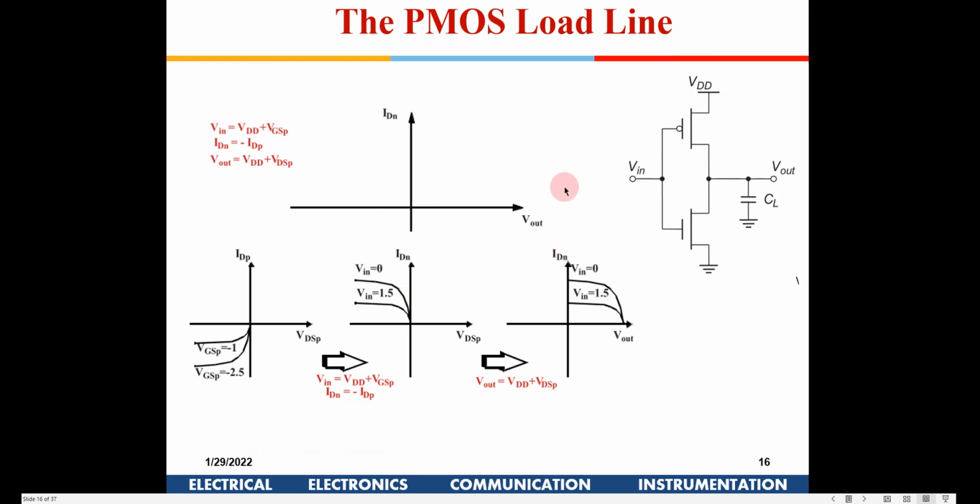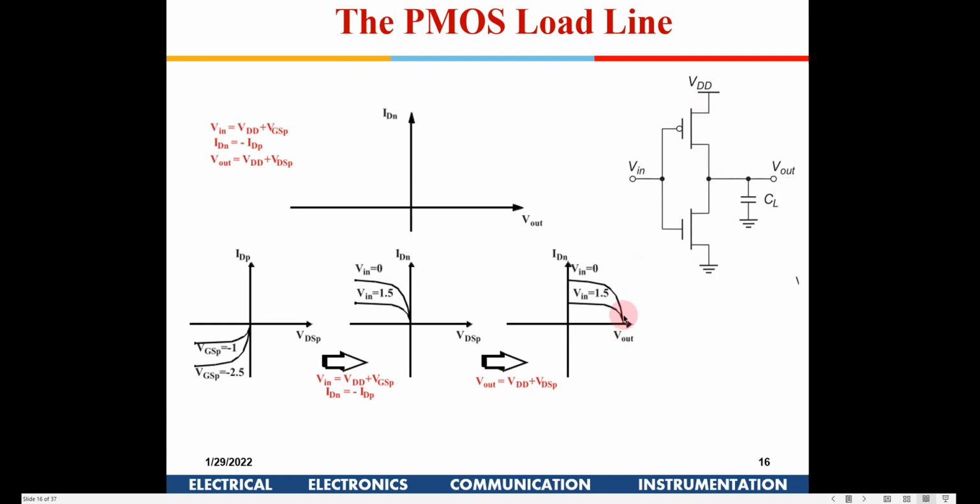Now like we made a load line for an inverter, let's try and make a load line for PMOS. In the load line, if you remember, we had plotted V out and I out here, right? In this case, if V out is 0, then VDS is going to be maximum, VSD in this case for a PMOS. And when V out is maximum, that is VDD, VSD will be 0.